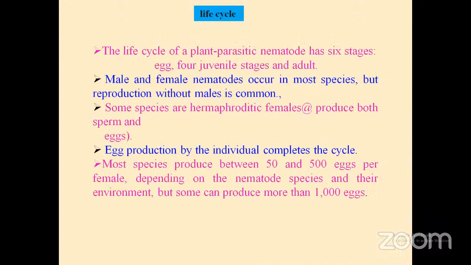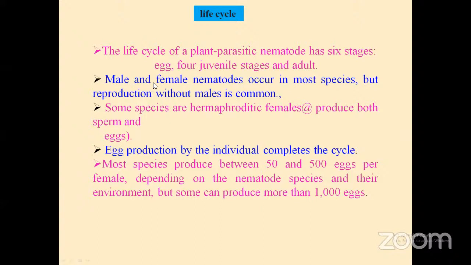Next, let us see the life cycle. The life cycle of the parasitic nematodes has 6 stages. One is the egg stage, next 4 juvenile stages, and the adult one. The egg is the first stage, 4 juvenile stages, and the adult is 1. So put together, there are 6 stages.